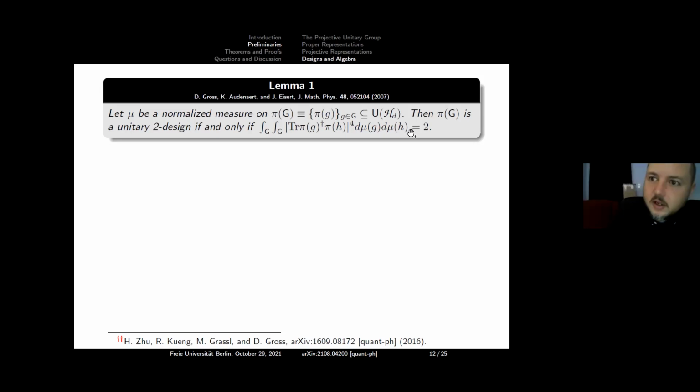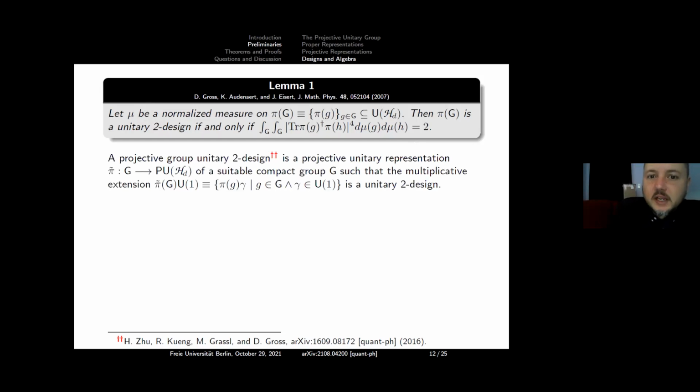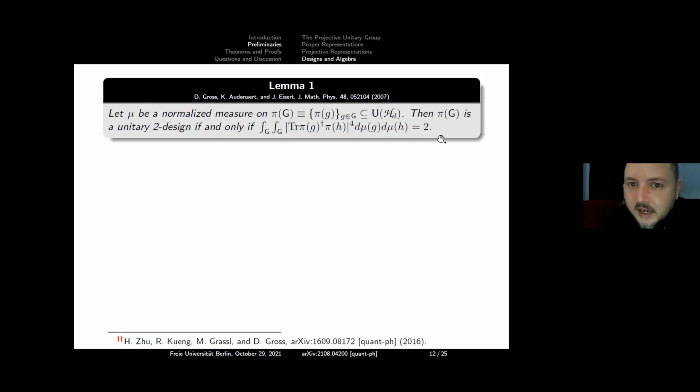So now we can start doing linear algebra thanks to this lemma. Okay, so let mu be a normalized measure. So I've just got to normalize the measure on some indexed family of unitaries. Then that's a design if and only if this double Haar integral equals 2. Okay, so look, I mean, it's a frame potential. We've got the absolute values of traces and daggers and the number 2. This is just beautiful. We can do a lot of wonderful things with this.